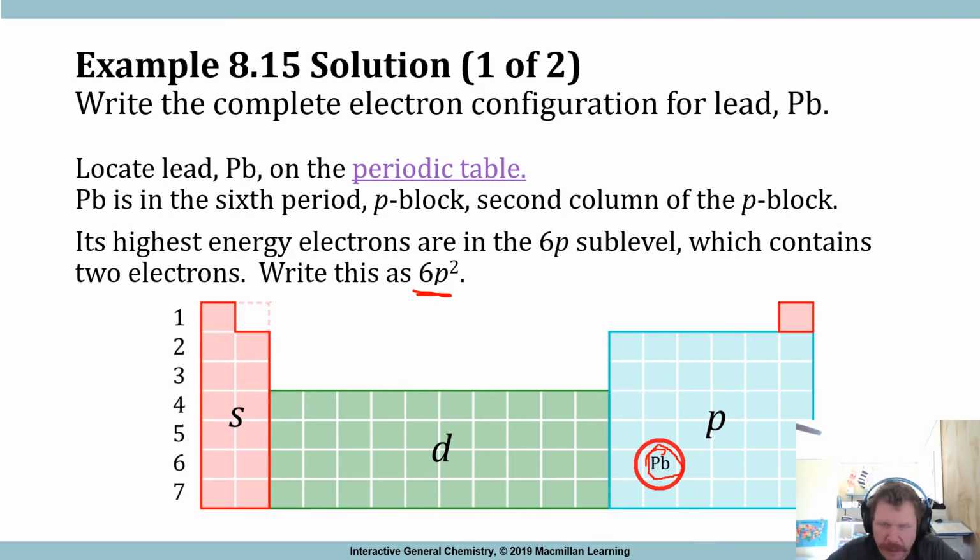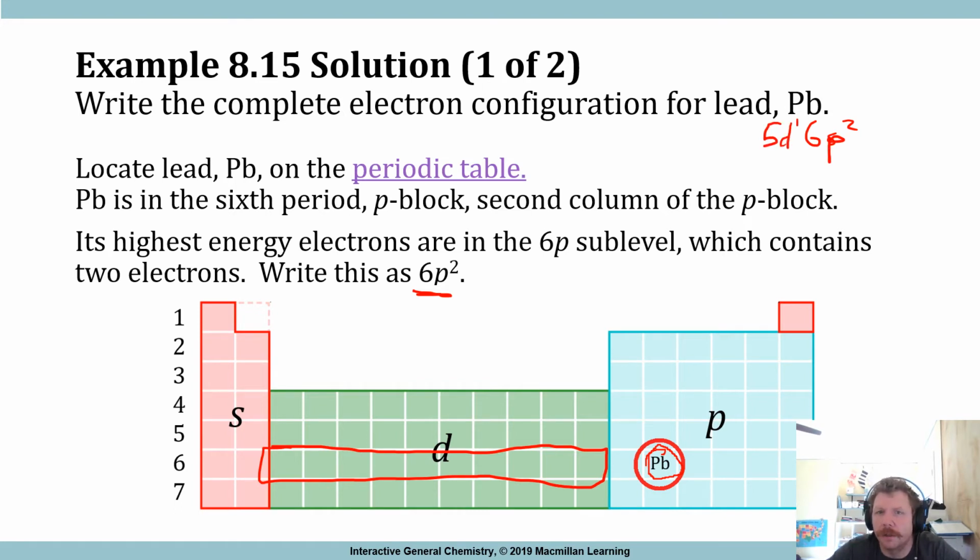Everything leading up to that, this chunk right here, is the 5d subshell. So I'm going to write this backwards. 6s2, or 6p2, I'm sorry.